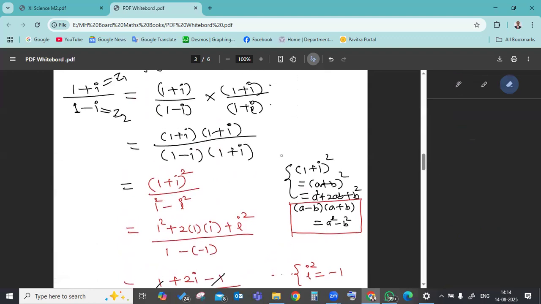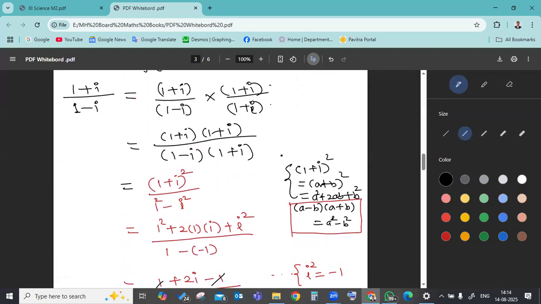Let me explain the steps again. Simply, while dividing one complex number by another complex number, you just take the complex conjugate of the denominator and multiply the numerator by the complex conjugate of the denominator, and multiply the denominator by the complex conjugate of the denominator. Okay, this is the first step of division. Understood? Please reply yes or no.